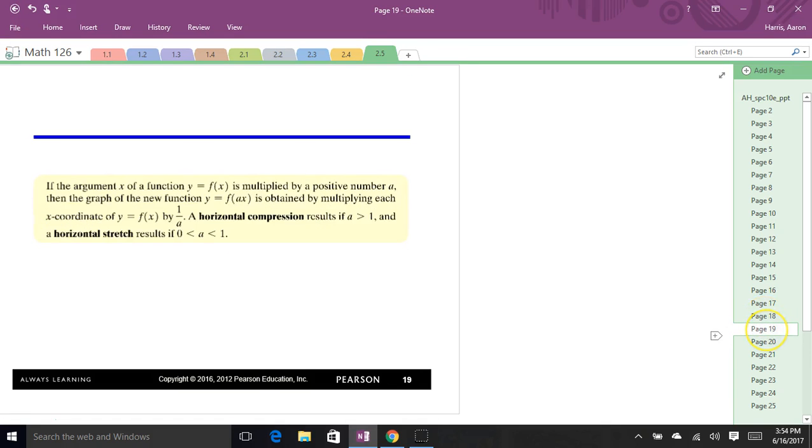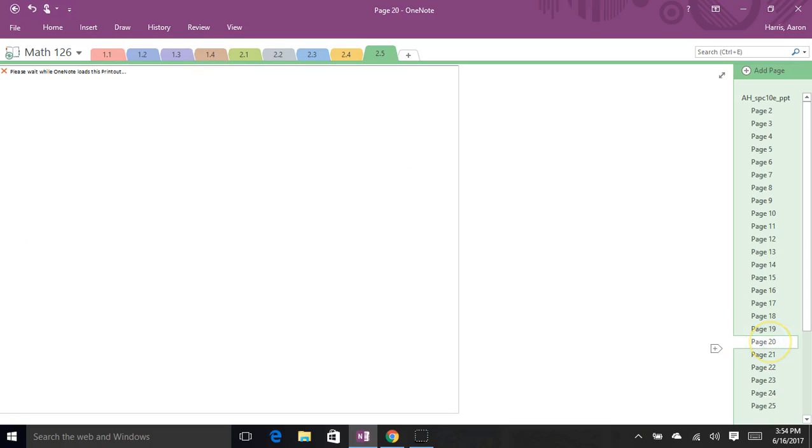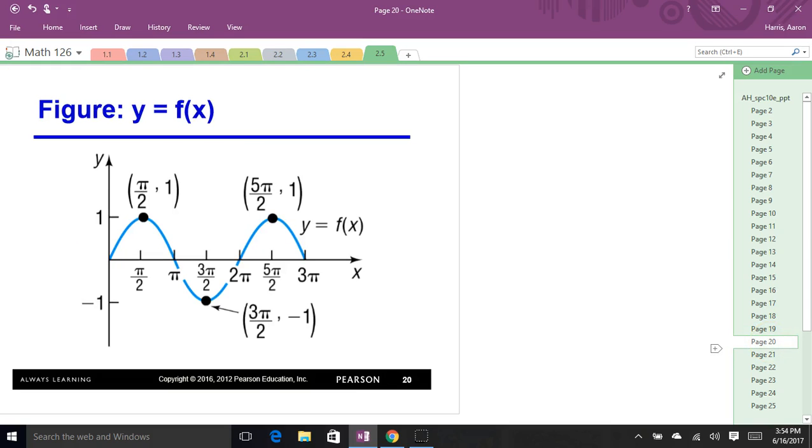So now that brings us to horizontal compression or stretch, which is the other way around. A horizontal compression results if your a is bigger than 1, and that's for f of ax, whereas it'll be a horizontal stretch if your a is less than 1, bigger than 0. So here's a little picture of the two, vertical compared to horizontal.